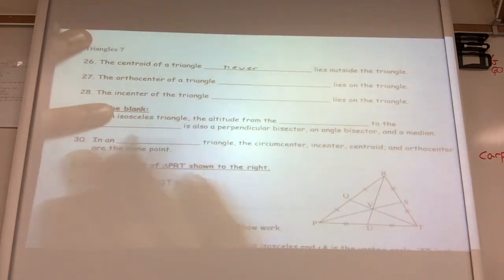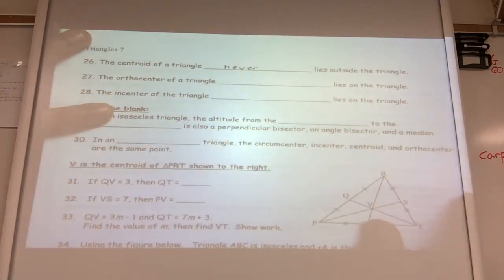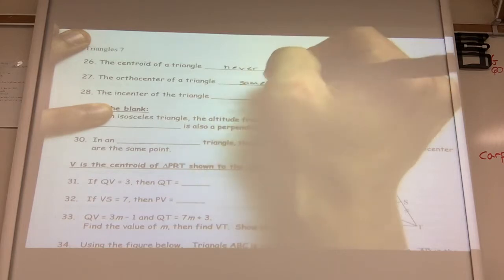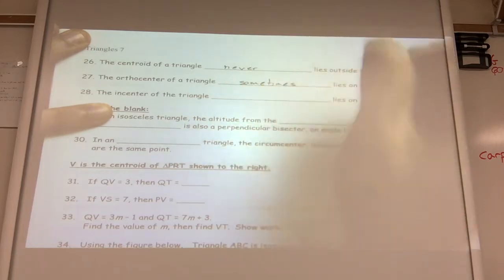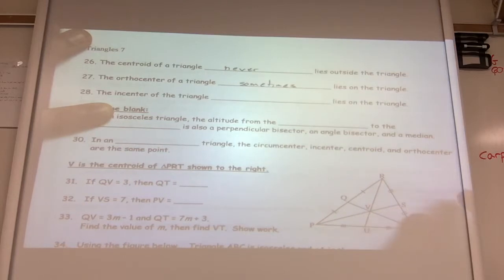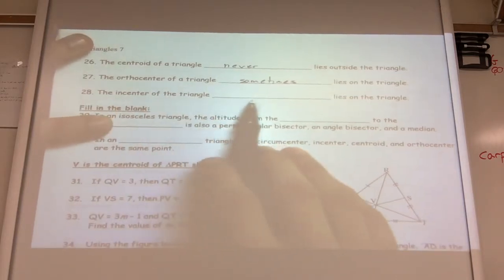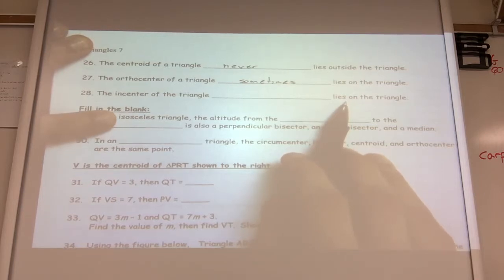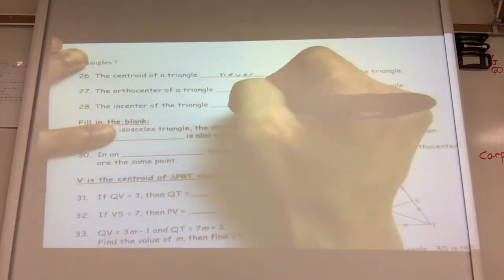The orthocenter of a triangle always, sometimes, never lies on the triangle. Sometimes. Sometimes lies on the triangle. So in other words, if you draw 3 altitudes, sometimes that lies on the triangle. Sometimes it lies inside, right? Sometimes it lies outside. Okay, the incenter of a triangle sometimes, never, always lies on the triangle. Sometimes. Ooh. Never.